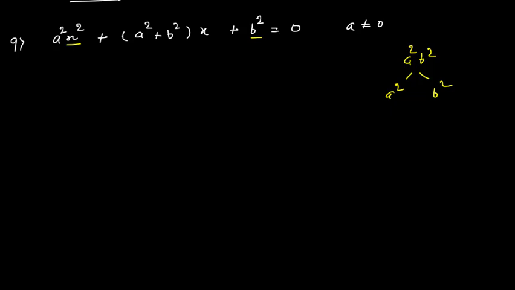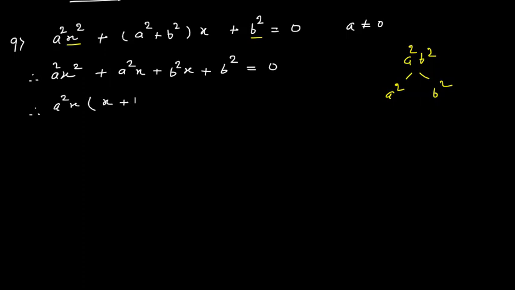So I will say that therefore a square x square plus, here I open the bracket, a square x plus b square x plus b square. This is equal to 0. So therefore I take a square x common here. So this will give me x here and 1 here, plus here I will take b square common. So again I have x plus 1.